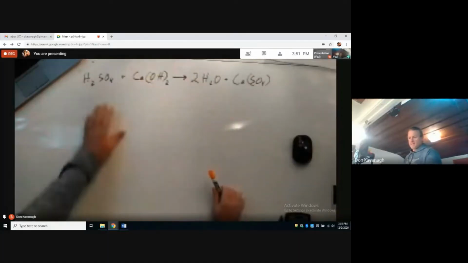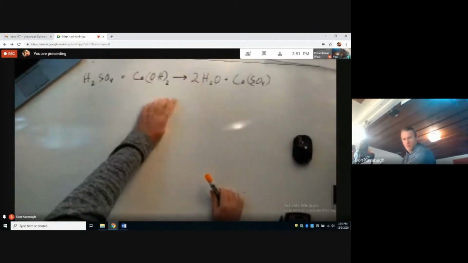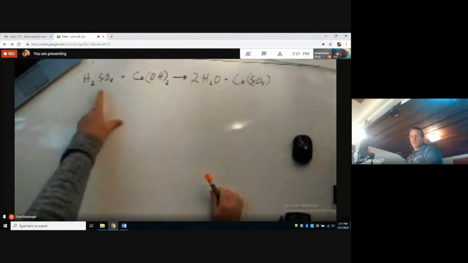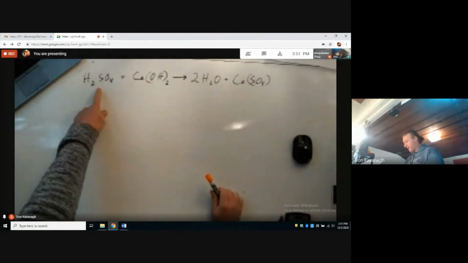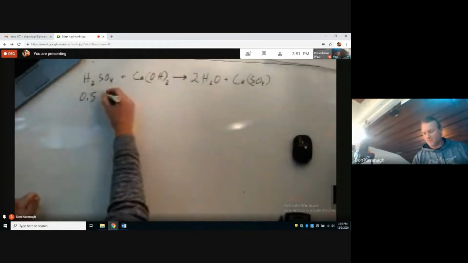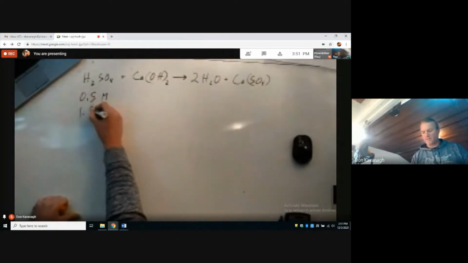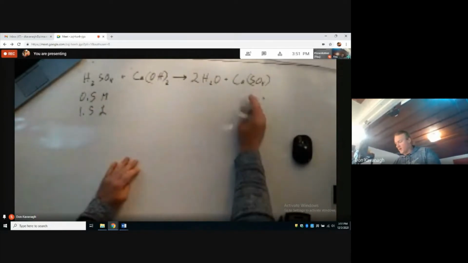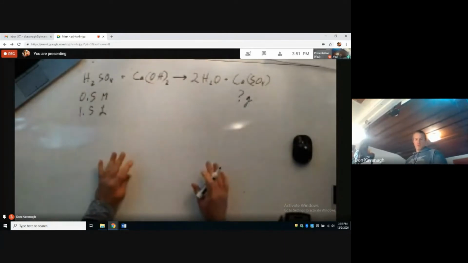We have an acid-base neutralization reaction producing water and an ionic compound. In this problem, we have a solution of sulfuric acid with 0.5 molarity and a volume of 1.5 liters. We want to calculate how many grams of calcium sulfate could be produced.